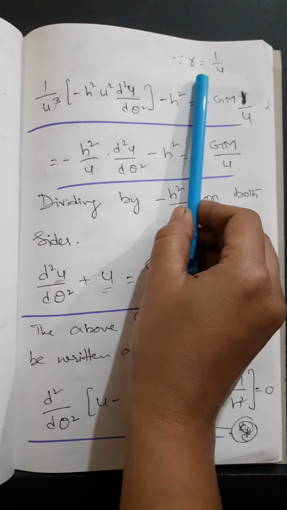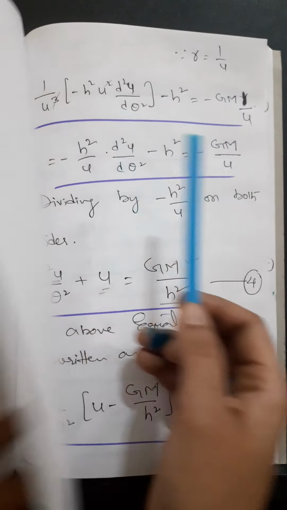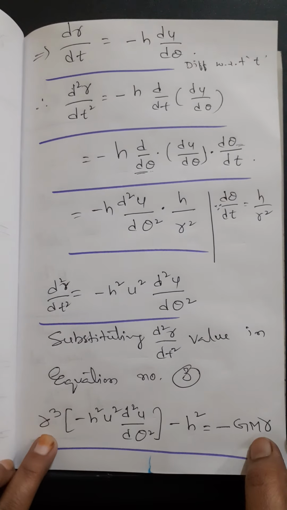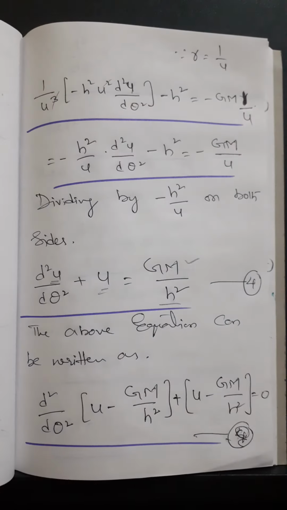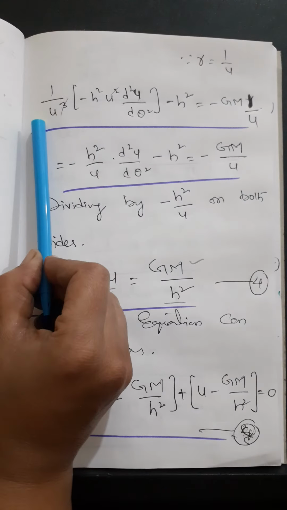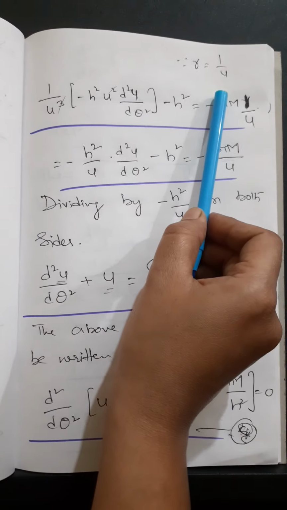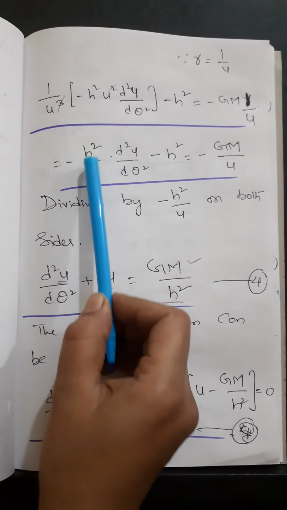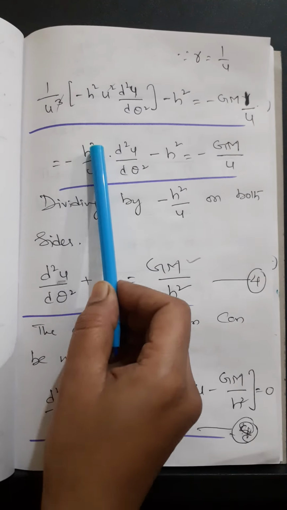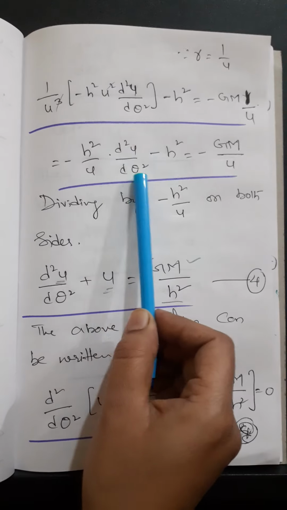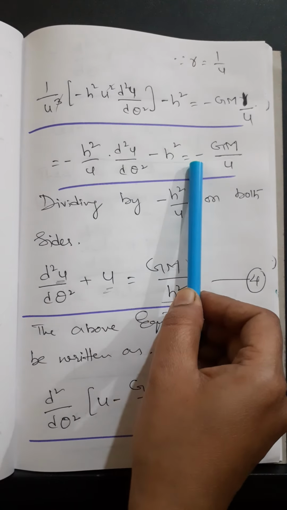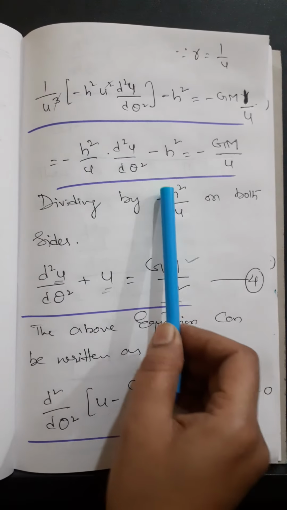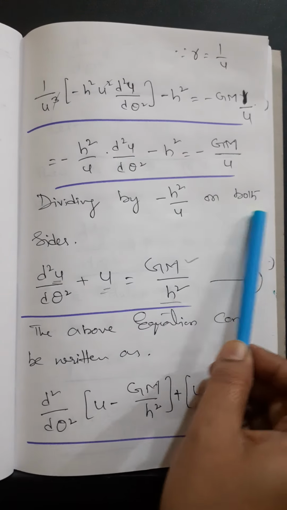So we know that r is nothing but 1 by u. In place of r cube we write 1 by u cube, and this is 1 by r. So simply we are substituting the value of r as 1 by u. Then we will cancel this u square and u square, and only 1 u remains. Then minus h square u d square u by d theta square minus h square is equal to minus gm by u. Okay, so now dividing the whole equation by minus h square by u on both sides.